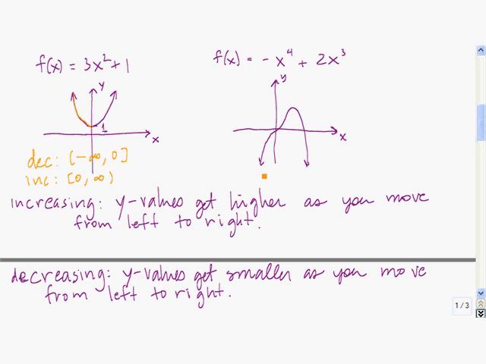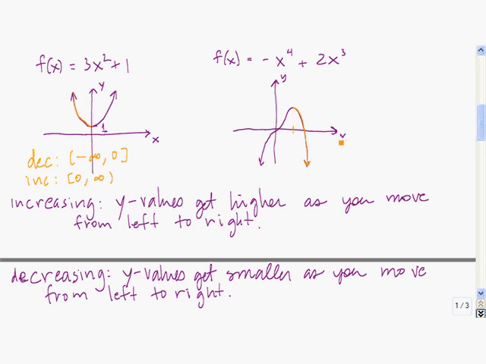For this function here, as we go from −infinity, it's growing, growing, growing until we get to this x value. And then from this x value all the way to infinity, the function is falling. So it's decreasing from this x value all the way to infinity.